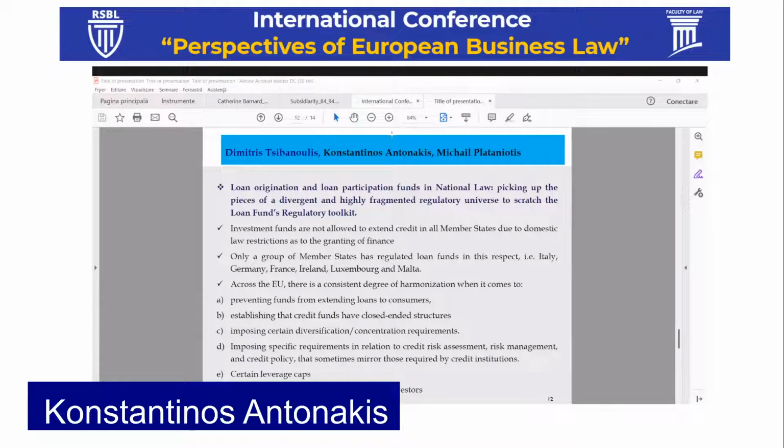And the last one, I would say, is that IFMD is going to bring some legal clarity, since in its Annex 1, it is expected to be clearly confirmed that loan origination activities are activities which can be performed by fund managers when managing alternative investment funds.